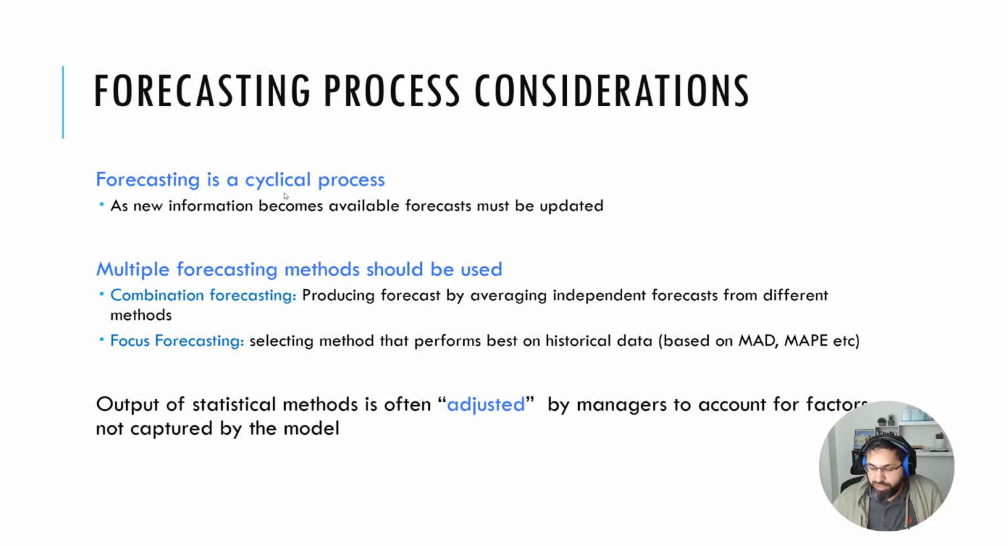And then focus forecasting is what we've been doing. We just pick a method and we stick to it. Or focus forecasting would be you test multiple forecasting methods and then pick the one which works best for your data. Okay. And then you can apply that going forward. And you may also want to adjust the output of statistical methods if the business environment is changing and the statistical method is not incorporating that, then you may want to manually adjust it.